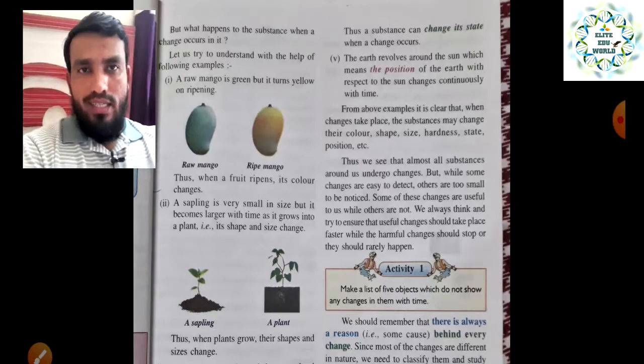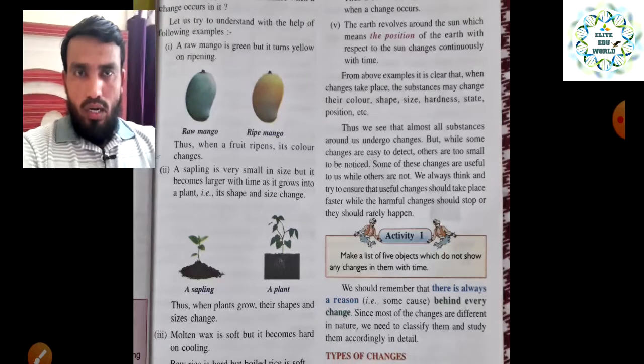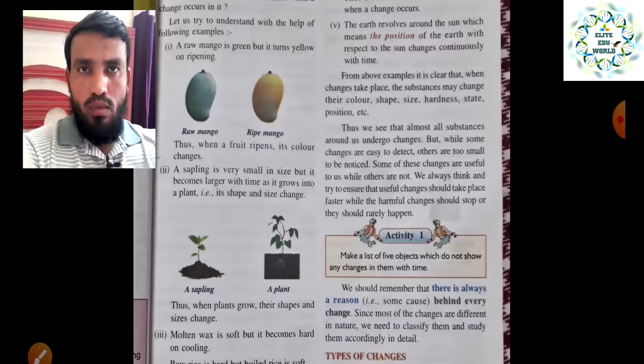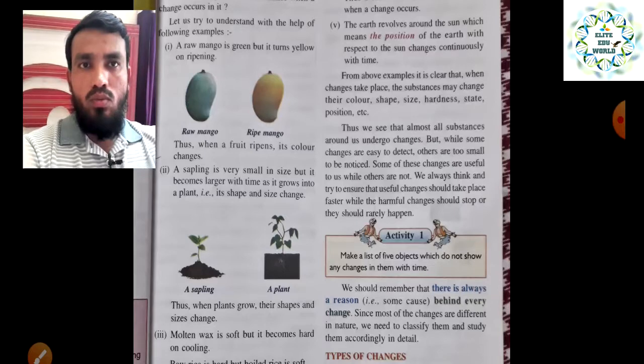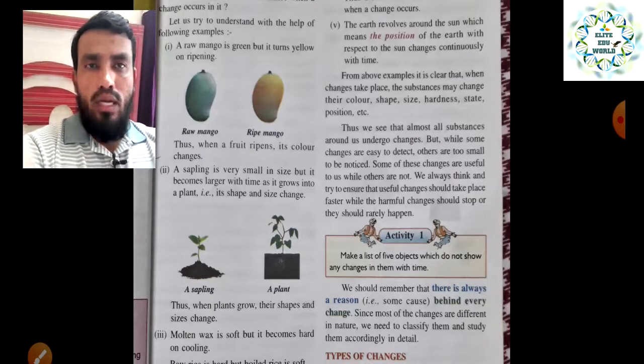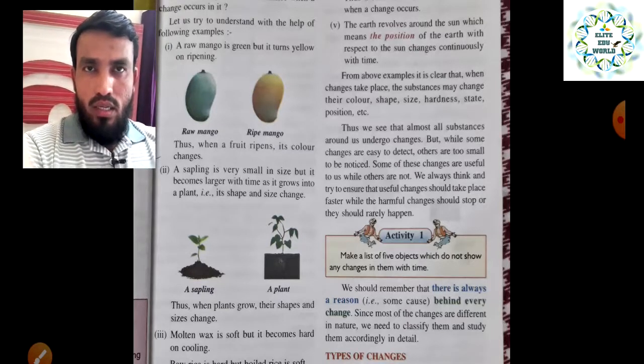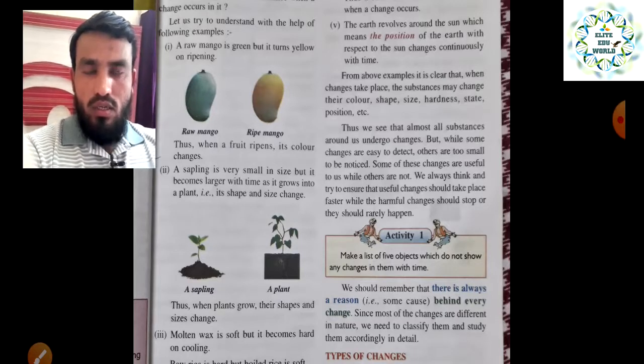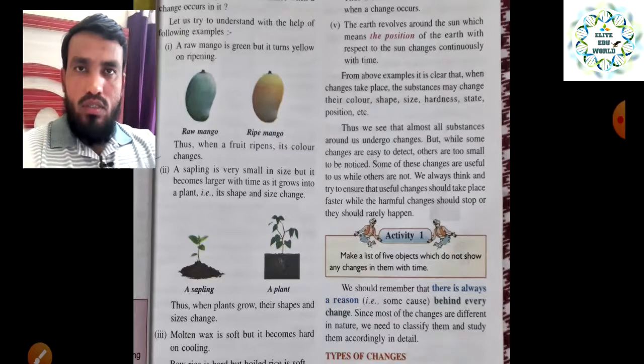And we can take the example of a sapling, the new plant which is growing from a little plant to a bigger plant, a bigger tree. A sapling is very small in size, but it becomes larger and larger with time as it grows into a plant, right? When we see a small sapling, it is very delicate and very small, and it takes a long time to grow. It is a slow and permanent process, so it will become a big plant.